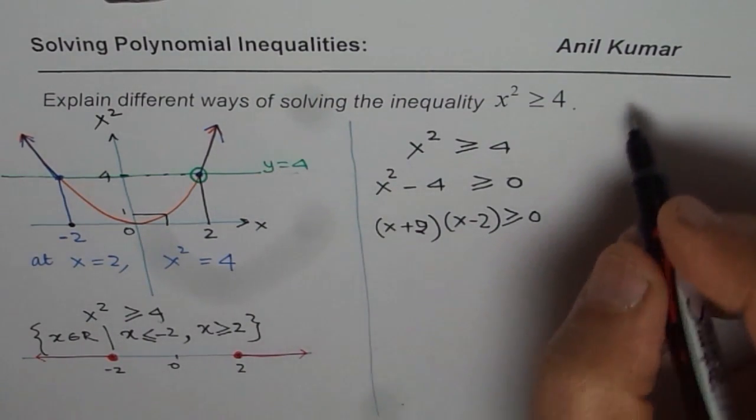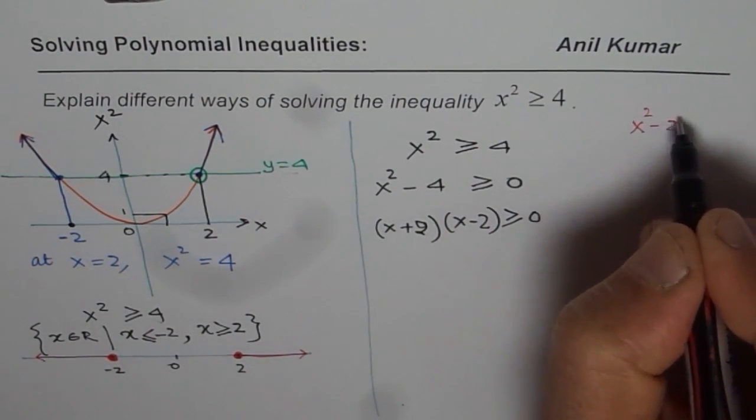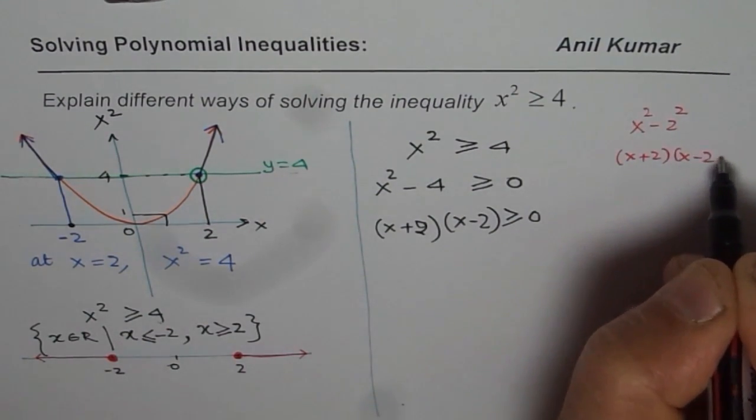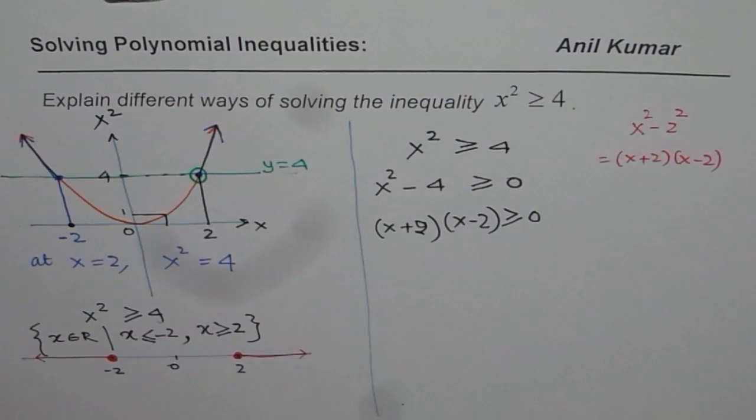So we use the difference of squares. It is x squared minus 2 squared, which can be written as x plus 2 times x minus 2, right? So that is what we used here.